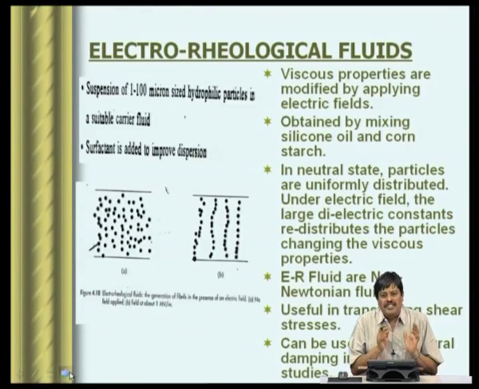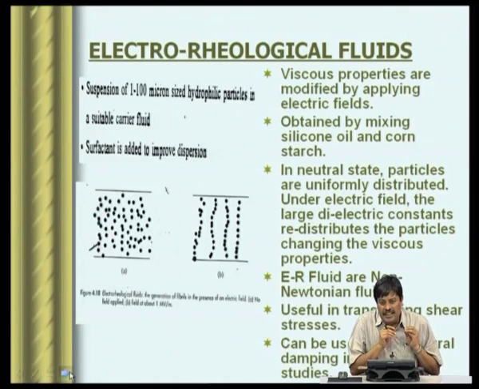The next material is the electro-rheological fluids. Here a fluid's viscosity is changed by applying an electric field. The simplest of these fluids is the electro-rheological fluid. It is obtained by mixing silicone oil and cornstarch. It is the cheapest of the smart materials.